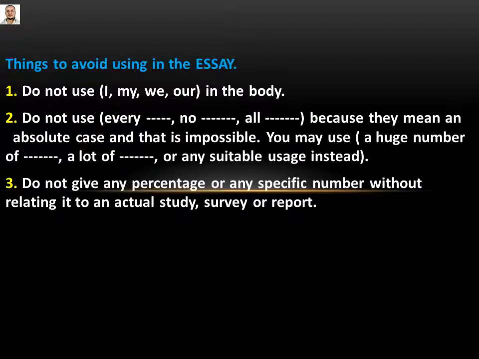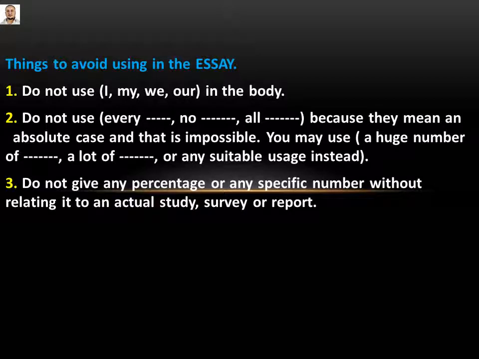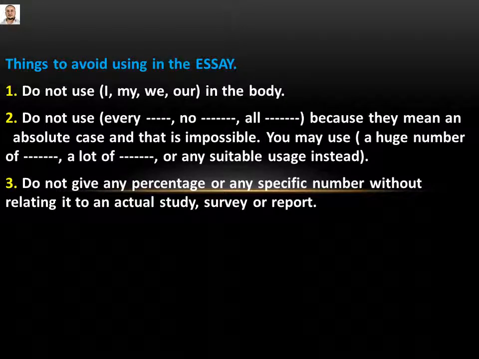But before that, we have things to avoid using in the essay. Number 1, do not use I, my, we, our in the body. Why? Because don't talk about yourself or your friends while giving examples. This is for the body. 2, do not use every, no, all, because they give an absolute case, and that is impossible. You may use a huge number of, a lot of, or any suitable usage instead.